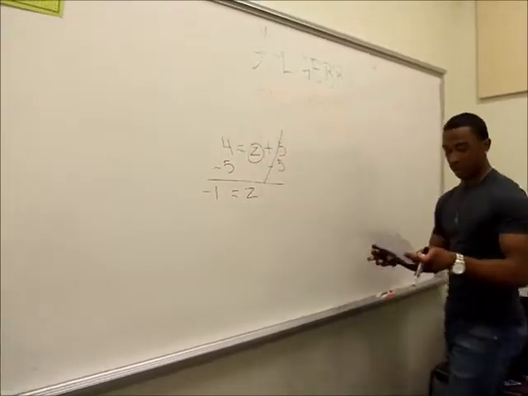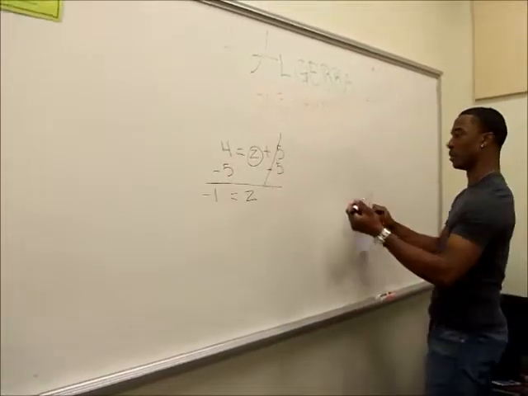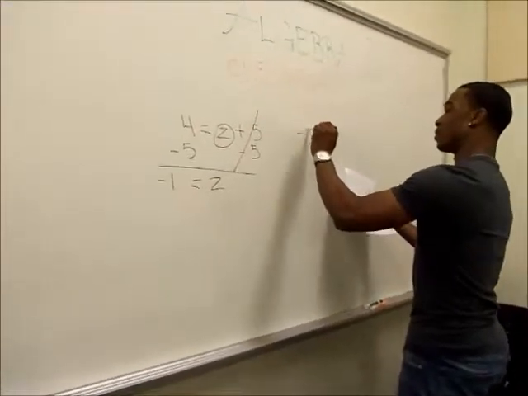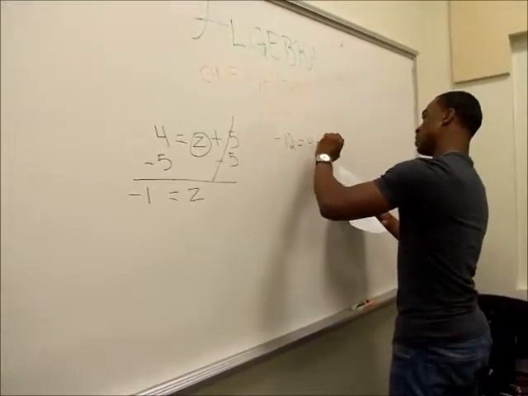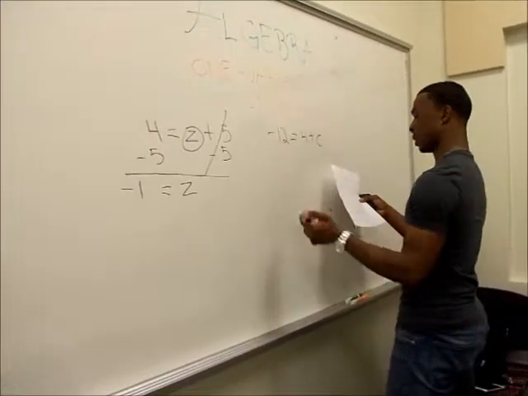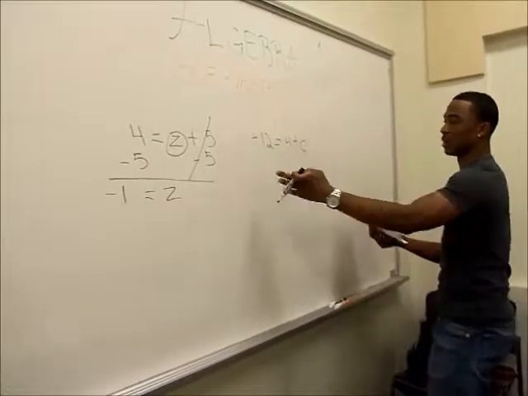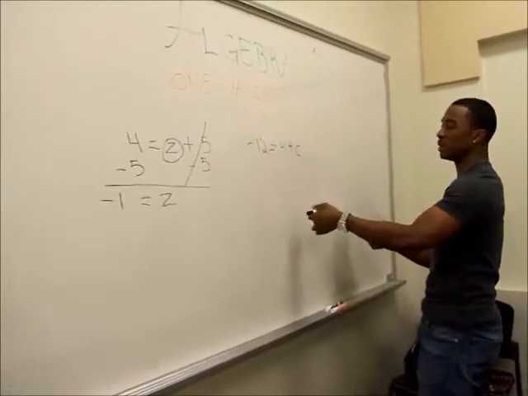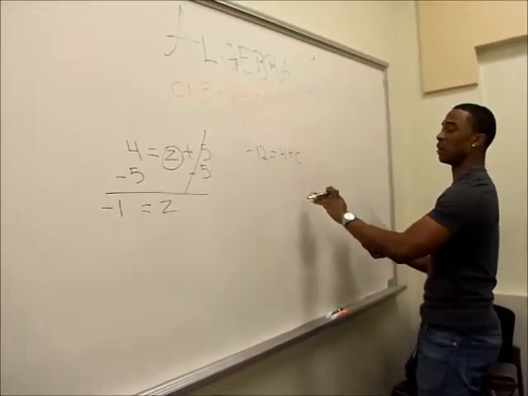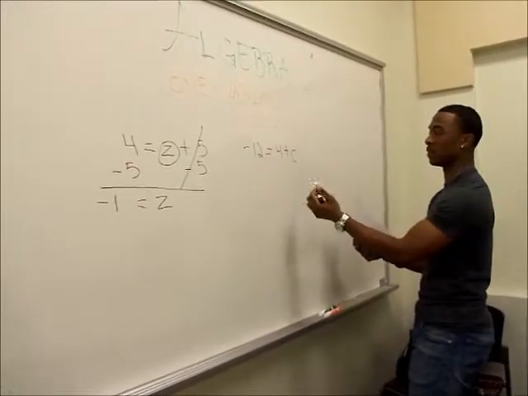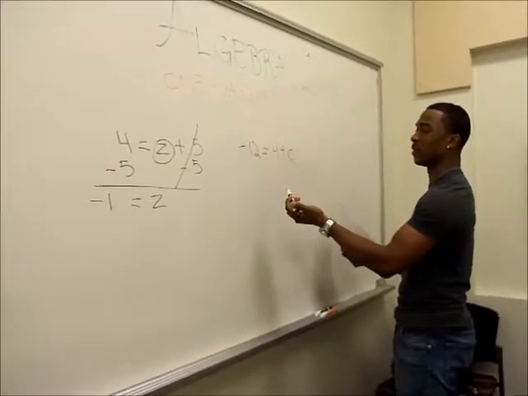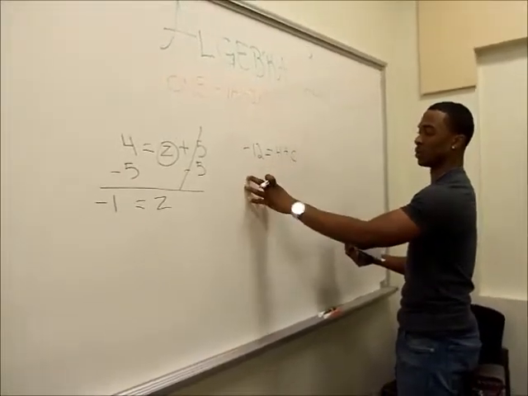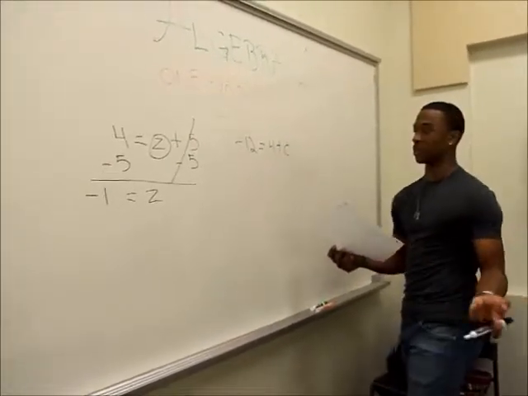Okay. For another example, we're going to do another one. We have negative 12 equals 4 plus c. Again, same thing as this one. We're trying to solve for c, getting the c by itself. So if you recall, what we'll do here to get the c by itself is move this 4 to the other side.